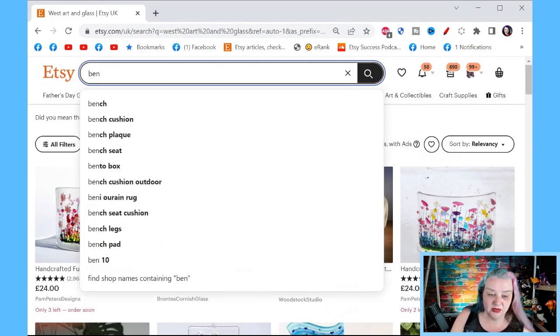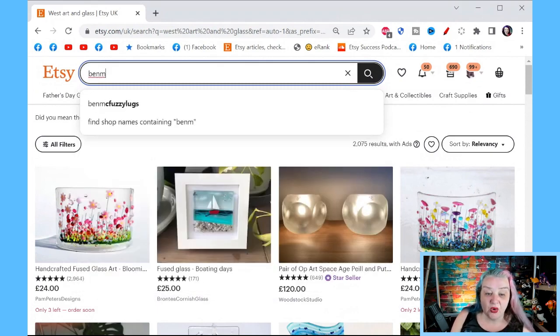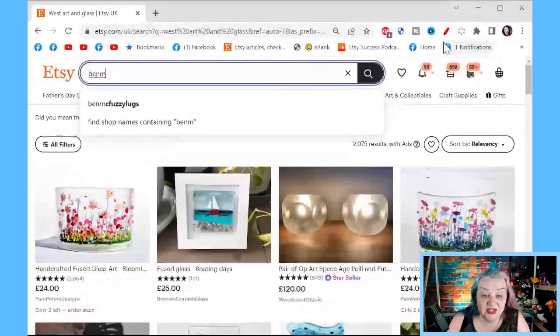In fact, I'll do it all in one word. So if I hit an M, all it's showing me is Ben McFuzzylugs. Now, I can tell you, just about everyone that searches for Ben McFuzzylugs is looking for my shop. And it's probably showing this because it's me and it knows I'm searching for my own shop. So, let me know in the comments below, if you search for Ben M, do you see my shop? Do you see it suggest my shop name?